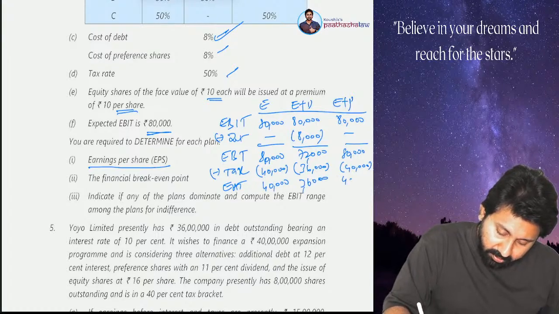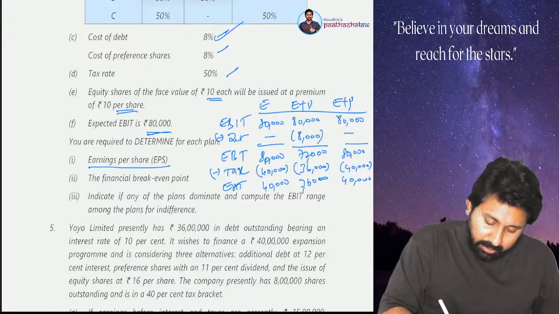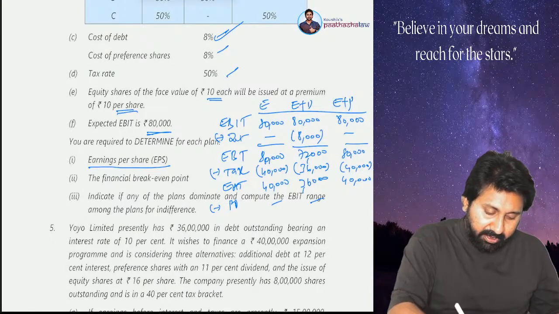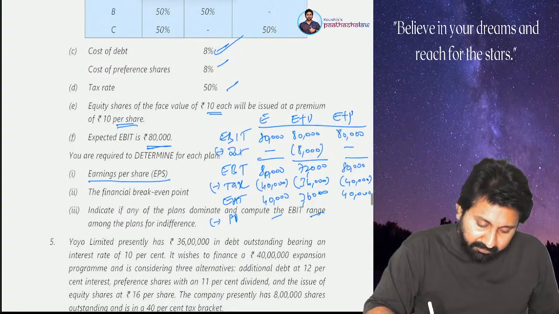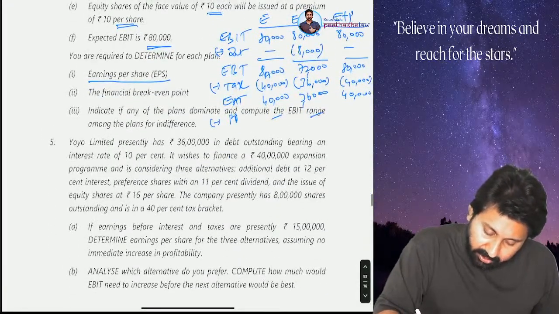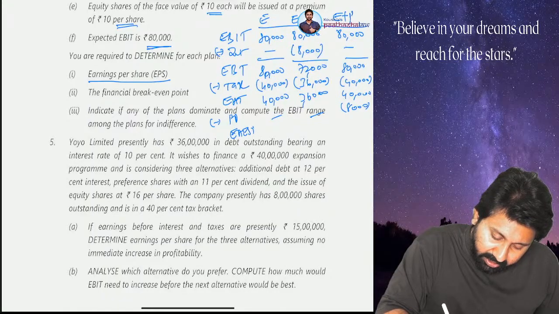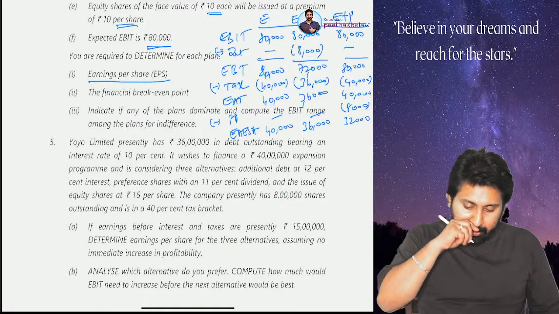Minus preference dividend. Preference dividend is 8% of 1 lakh, which is 8,000. So earnings available to equity shareholders are 40,000, 36,000, 32,000.